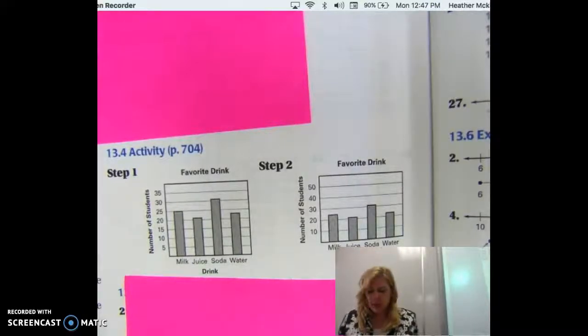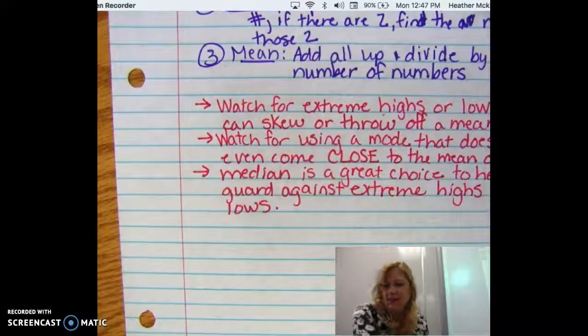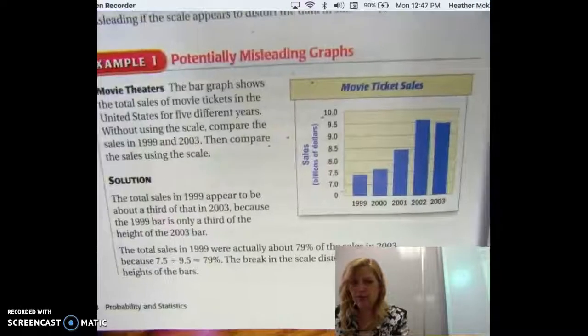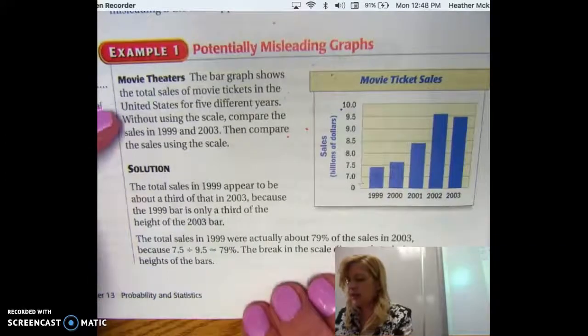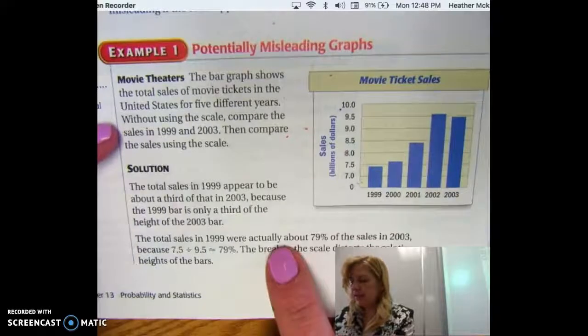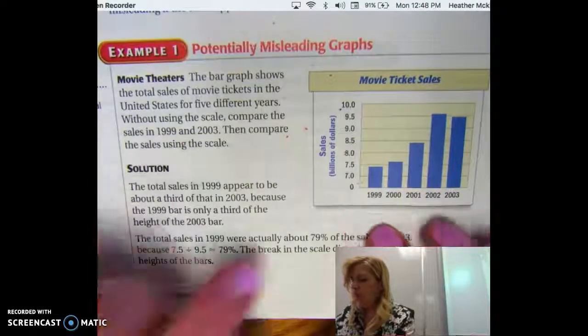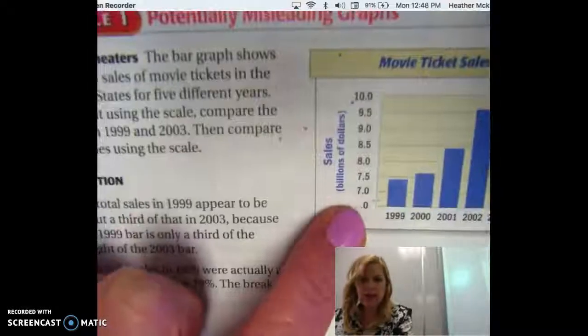All right, so I'm going to show you another one. Bear with me. We are going to look here, and I want to remind you of the broken scale. This is the example of the bar graph that shows movie ticket sales in the United States for 5 years. Compare the sales in 1999 to 2003. Well, here's the deal. Do you remember this little lightning bolt? I'll zoom in on it. That is the broken scale.